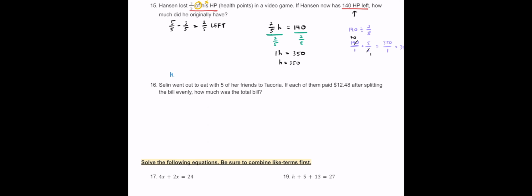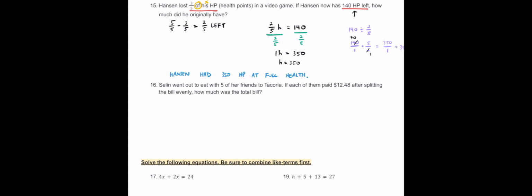Okay, so we can say here that Hansen had 350 HP at full health. Cool, that's what we just found out there. Okay, all right, moving on.